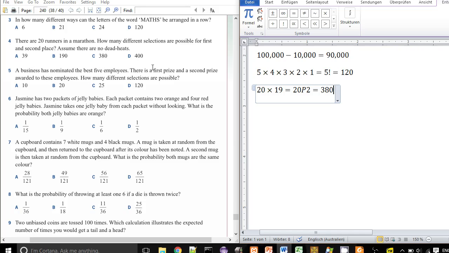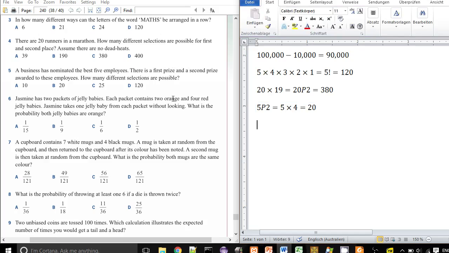Best 5 employees. Okay, so out of those 5, first and second, very similar. So it'll be 5P2, but just 5 times 4. 5 choices and then 4 choices again because there's an order. So that's 20 different ways.